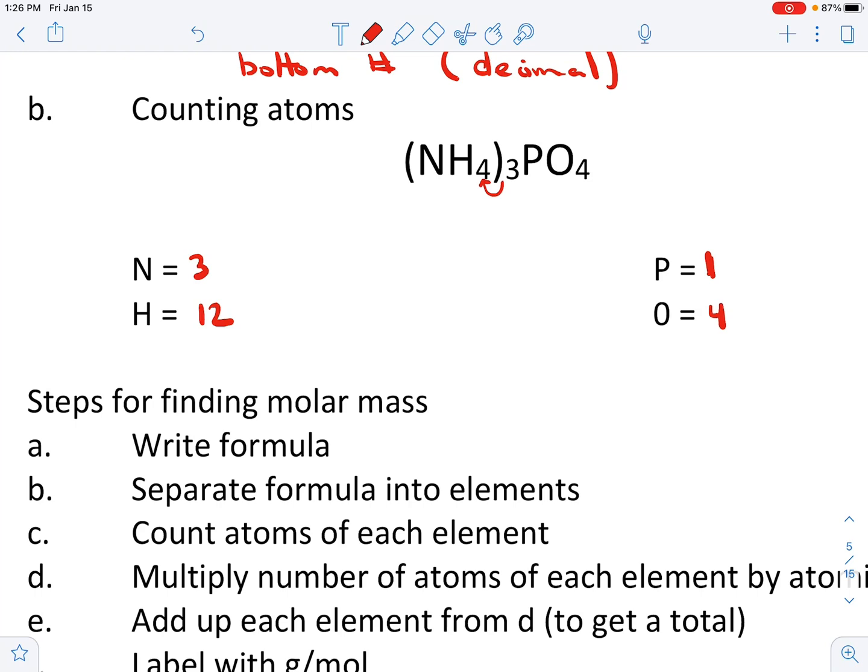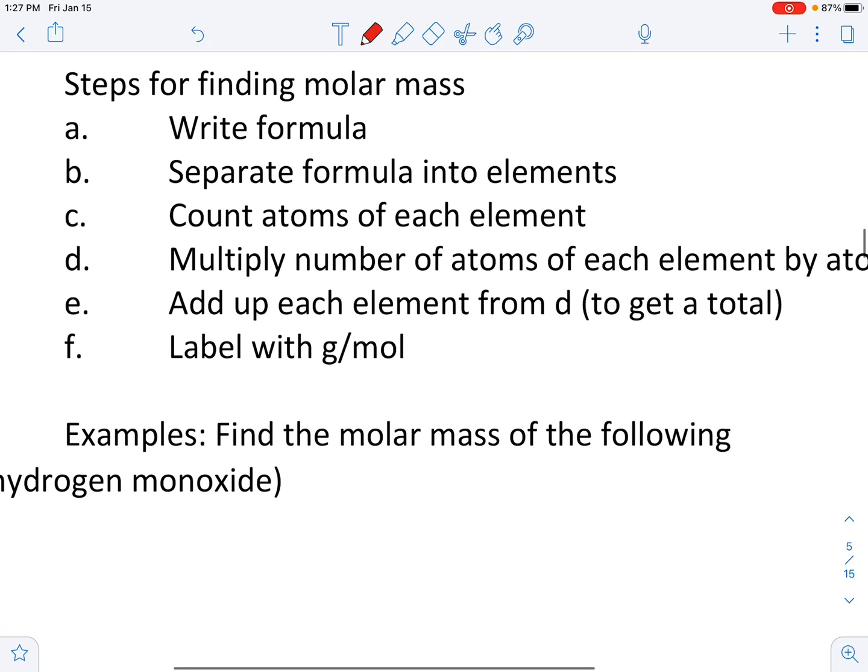Okay? Awesome. So, steps for finding our molar mass. The first thing we have to do is write our formula. That's why that last unit, last semester, was so important. Then we're going to separate the formula into our elements.